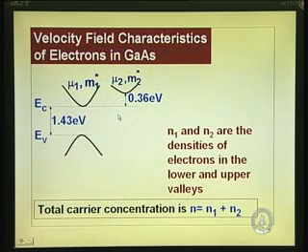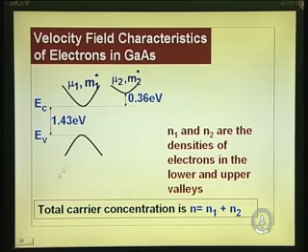I put the diagram again, so that if you miss something you can see here. 1.43 is the band gap, 0.36 is the delta E, M1 is the effective mass here, M2 is the effective mass in the upper valley. Correspondingly, mobility here is mu 1, mobility here is mu 2. This is about 8500, and this is close to that of silicon, 1500, of that order.